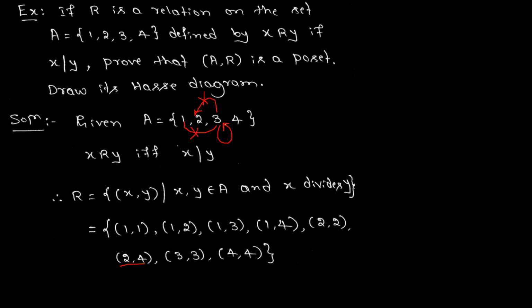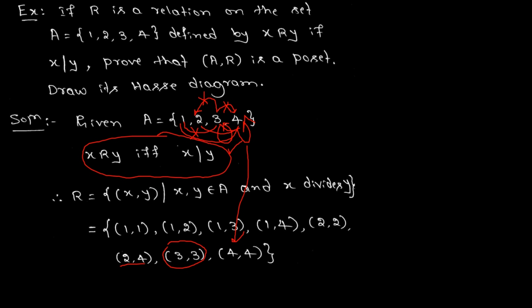3 divides itself. So I can take 3 comma 3 in the relation we have taken. And 3 will not divide 4 because 4 is not a multiple of 3. So we cannot take 3 comma 4 in the relation. Then 4 will not divide 1, 4 will not divide 2, 4 will not divide 3, 4 divides itself. So we can take just 4 comma 4 inside the relation. So using this condition for the relation, we explicitly found all the elements of a relation.